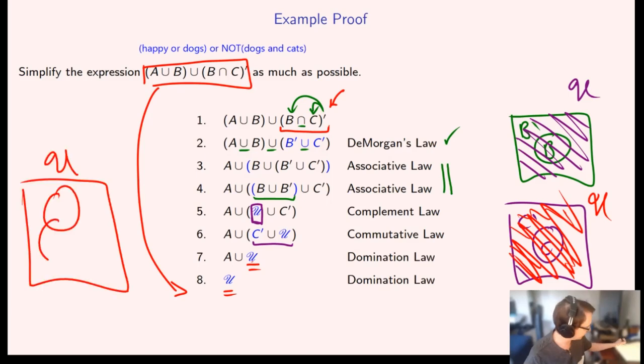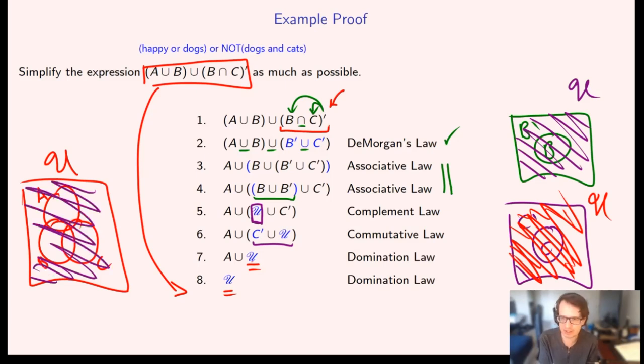So in the end, there was A, B, and C. There was this complex way of putting them together. But really, at the very end, what I was looking at was just the entire universe. So did I need to deal with this thing that was happier dogs or not dogs and cats? No, what I was really looking at in the end was just everything. As a human, it's easier to deal with. As a computer, I wouldn't care. But as a human, I care a lot. It saves me a lot of time.